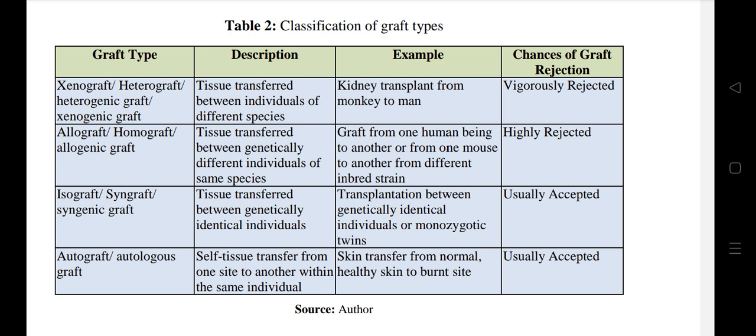Highly rejected. Then isograft, syngraft, syngenic graft. Tissue transferred between genetically identical individuals, such as transplantation between monozygotic twins. Usually accepted. Then autograft, autologous graft. Self-tissue transfer from one site to another within the same individual. For example, skin transfer from normal healthy skin to a burnt site.